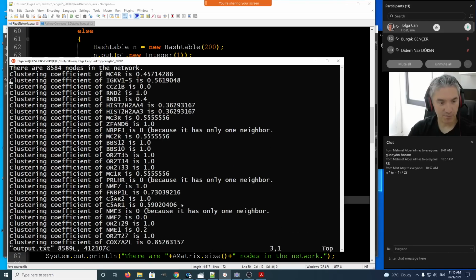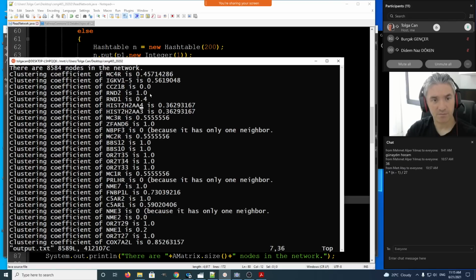It was much faster because printing on screen takes more time than printing to a file. Since I removed that control state change of type of edges, this now has 8,584 nodes in the network, okay? And these are their clustering coefficients. Look at this: RND2 has a clustering coefficient of 1.